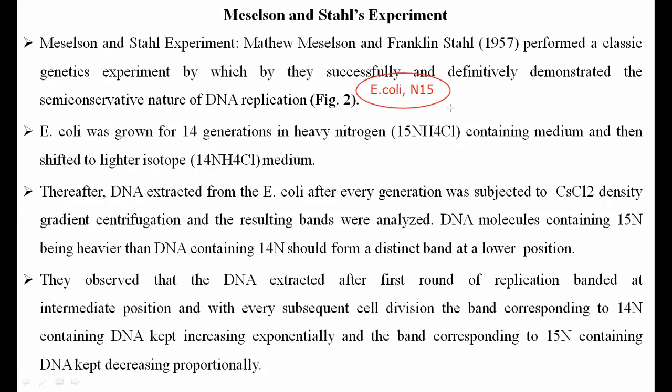So what these scientists did, they carried out the DNA replication procedure of E. coli. And first they cultured the E. coli on a medium containing nitrogen 15 and then extracted the DNA. And what they found, that DNA contains nitrogen 15. This was culture 1. Now, this culture was transferred to the medium which contains nitrogen 14. And after the growth, DNA was extracted.